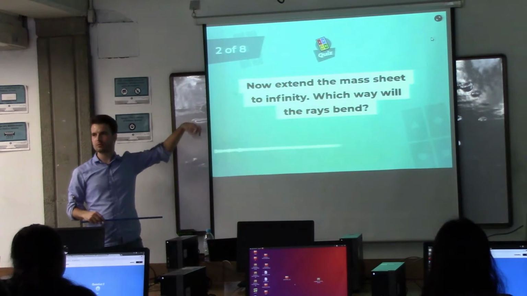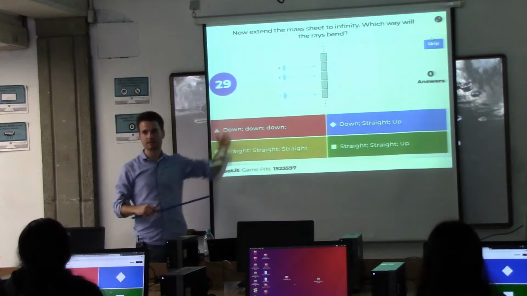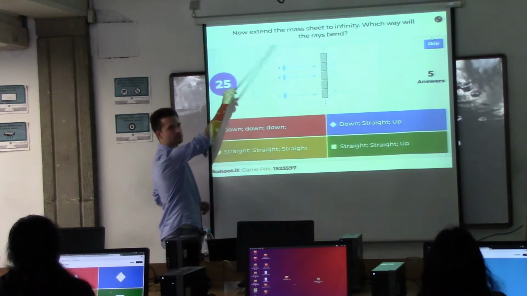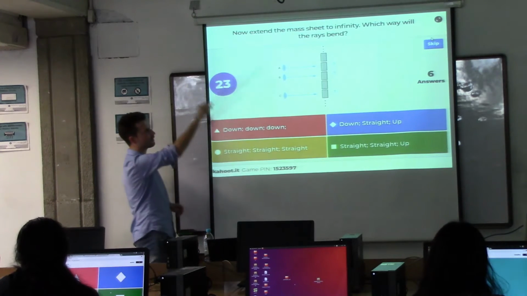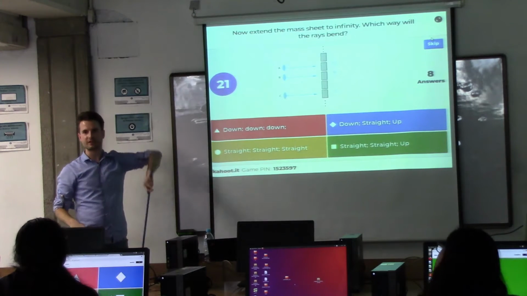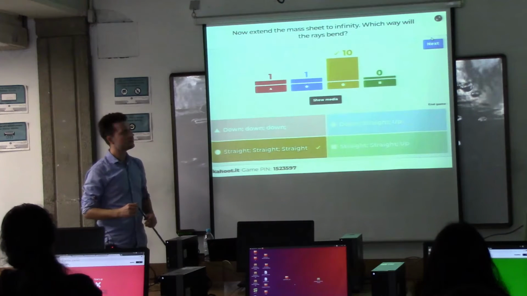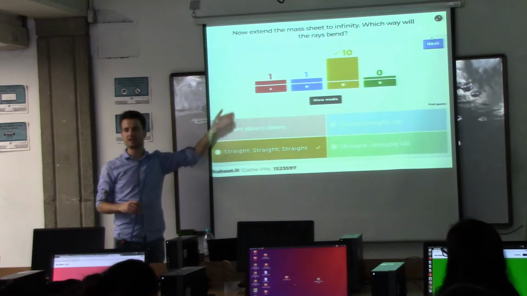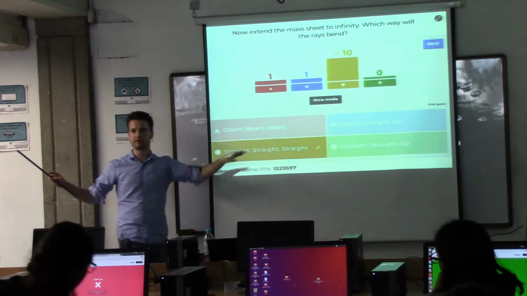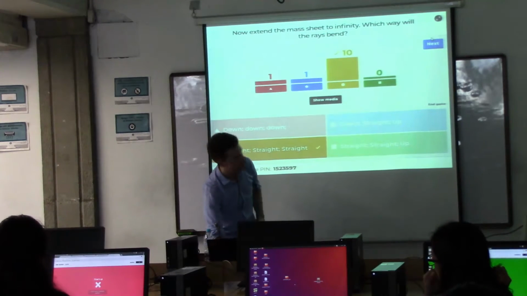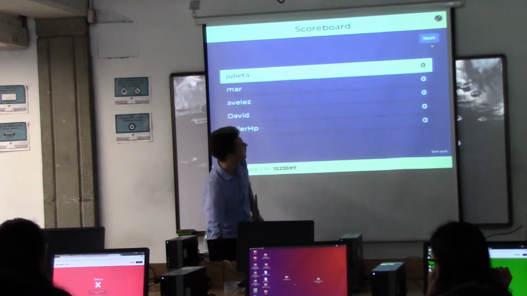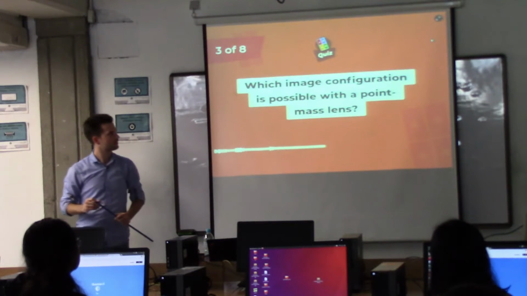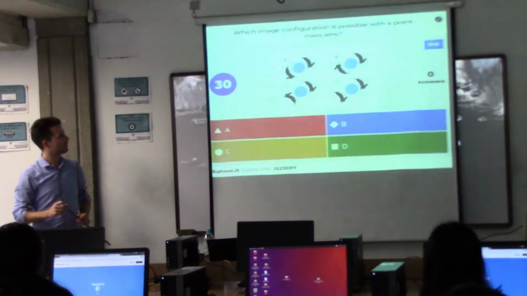So now there's the modified version of this, where we extended the mass sheet to infinity. So now your lens has a uniform surface density and goes all the way from infinity to infinity. Very well. So this is a completely symmetric situation. For each ray, it is the same mass in all directions. There is no bending included. And this should be the last one of this part.